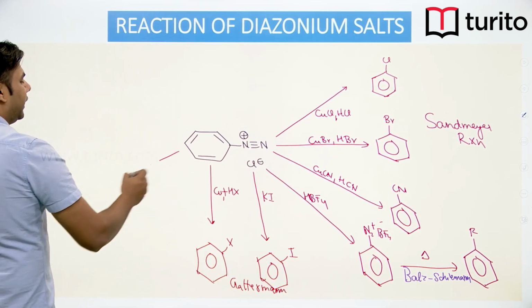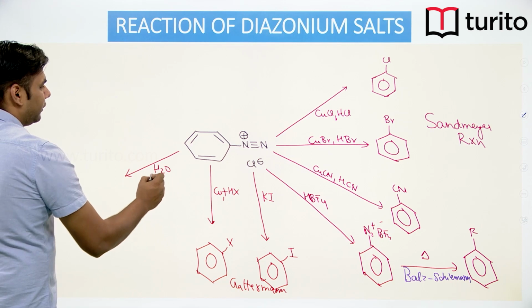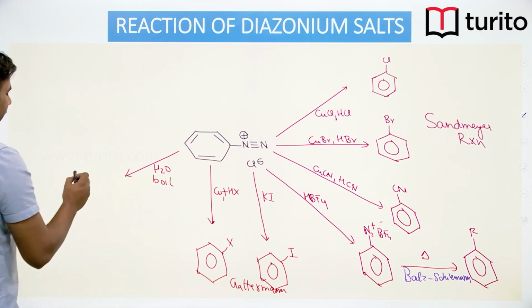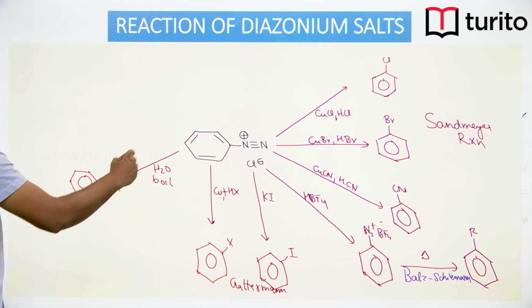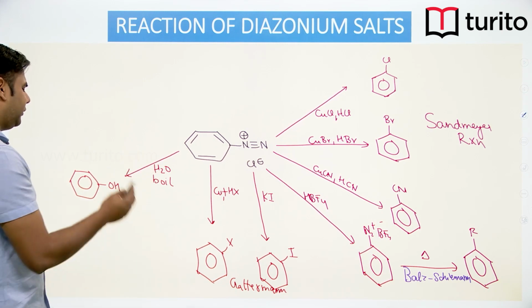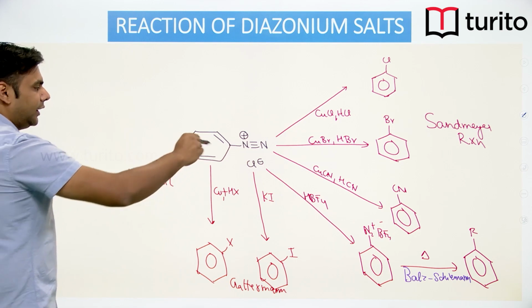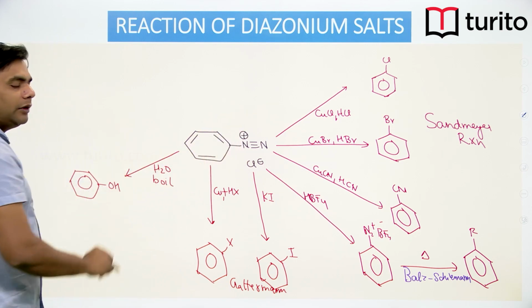Okay. Now take water and boil with water. So when you boil with water, you will get phenol. Now this is basically an example of SN1 type of reaction. N2 plus will go out, a carbocation will be formed, and water will attack.